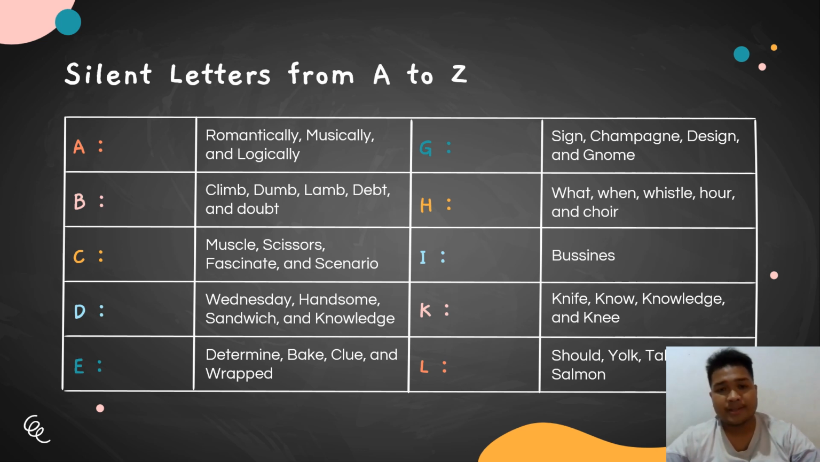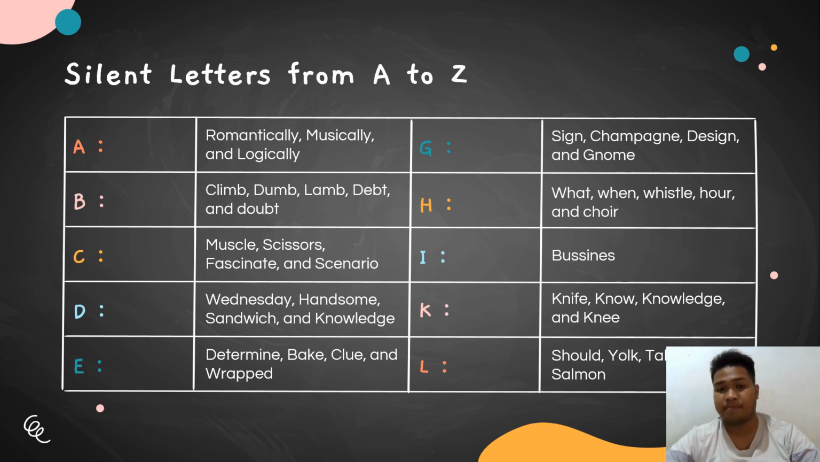All right. Here are the silent letters from the letter A. It's in words like romantically, musically, and logically. You hear the sound of romantically, musically, or logically. I'm not pronouncing the A because if I pronounced it, it would be like romantically, musically, and logically.